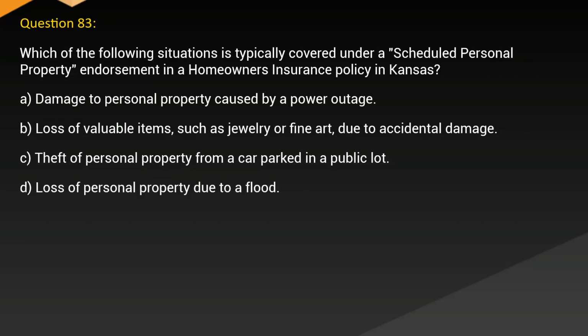Question 83. Which of the following situations is typically covered under a scheduled personal property endorsement in a homeowner's insurance policy in Kansas? A. Damage to personal property caused by a power outage. B. Loss of valuable items, such as jewelry or fine art, due to accidental damage. C. Theft of personal property from a car parked in a public lot. D. Loss of personal property due to a flood.